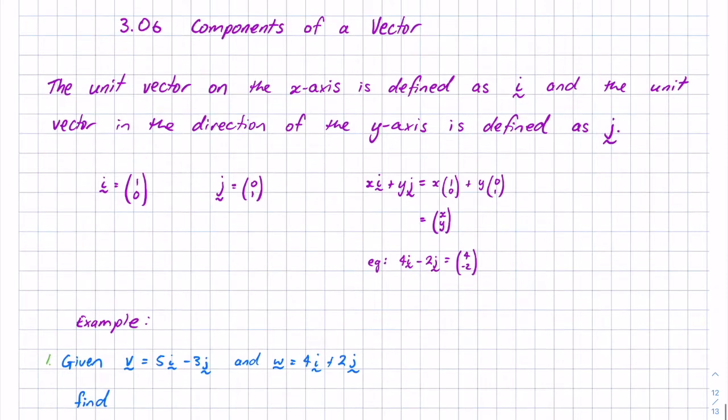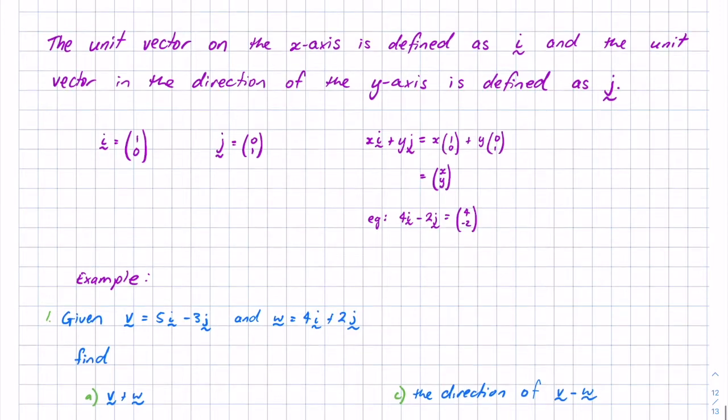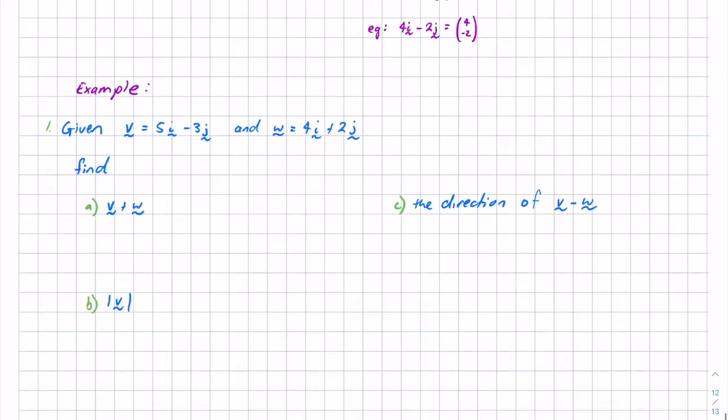So we can actually write any vector in this component form. So if we've got xi plus yj, that's the same as x times i plus y times j, which equals the column vector (x, y). So for example, 4i minus 2j is the same as (4, -2) in that column matrix form. So it's just another way of writing it. So let's look at some of these numerically.